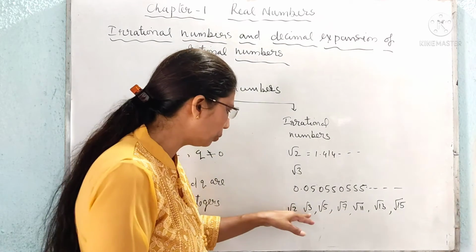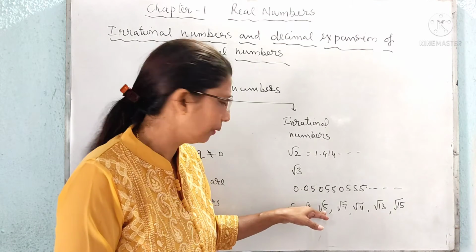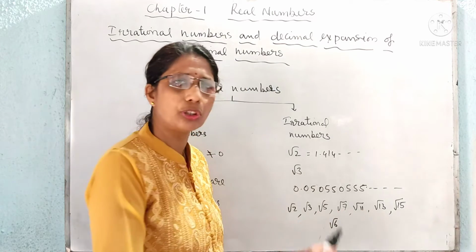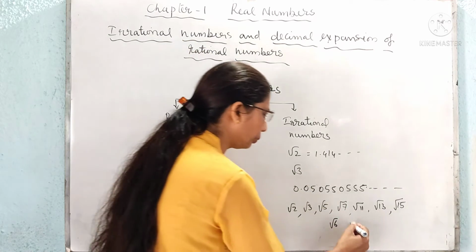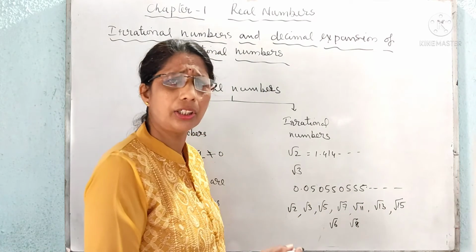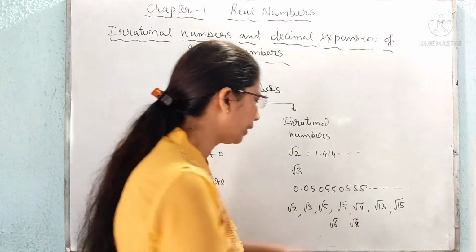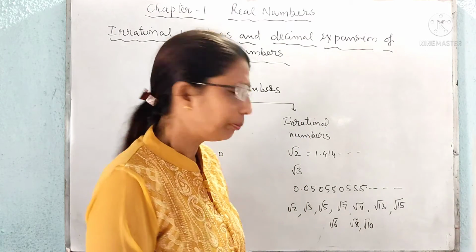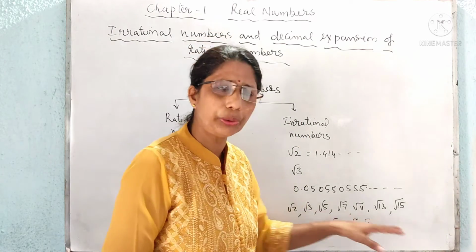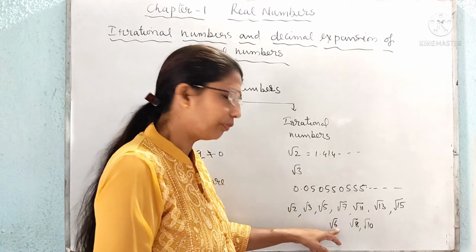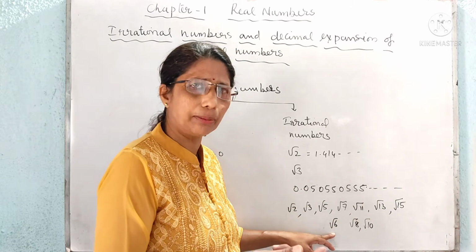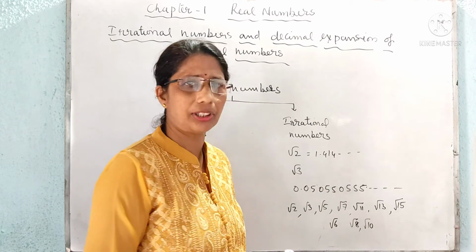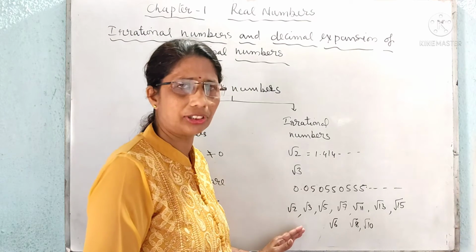In the middle here, root 2, root 3, root 4. Root 4 is 2, root 5, root 6. Here in the middle comes root 6. It is also an irrational number. Root 7, root 8, it is an irrational number. Then root 8, root 9, root 11, root 10. Before that, these are irrational numbers. It means the square roots of all prime numbers are irrational numbers. Other than that, any number whose square root we cannot find is also an irrational number. This is the meaning of irrational numbers.